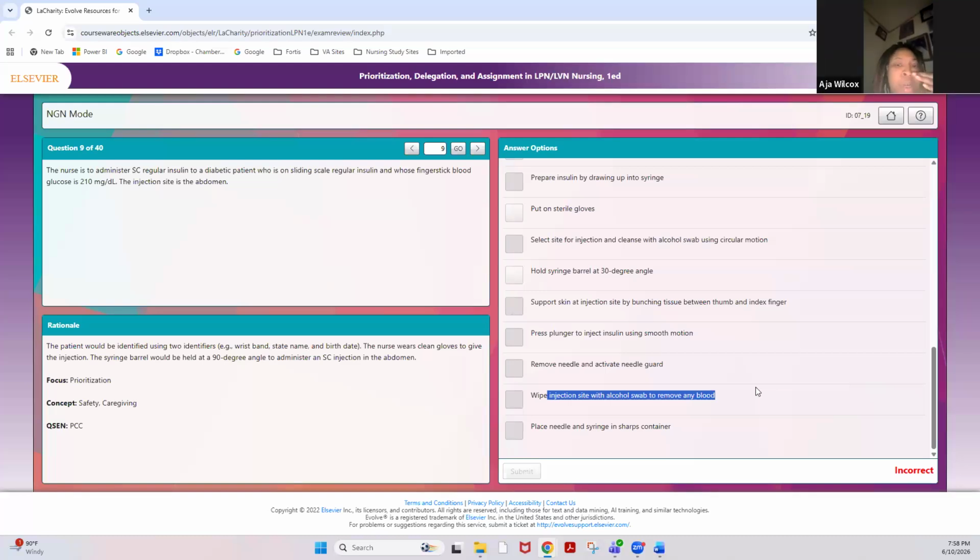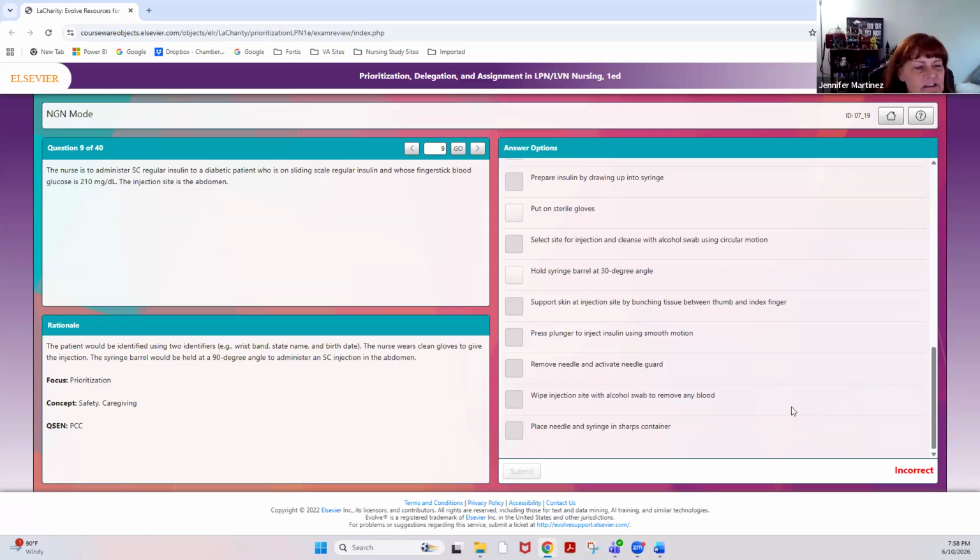But I thought you do it with gauze. You never only do the alcohol in the beginning. You don't wipe alcohol. It's an open area. It doesn't show me the rationale. I wouldn't use alcohol either to remove blood, just like if I was doing a glucose stick. Clean with alcohol, let the alcohol dry, do the stick, and then I would use gauze to collect any extra blood.